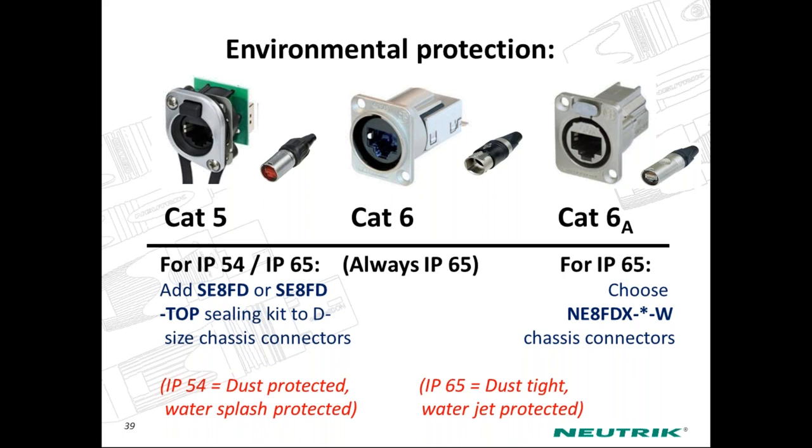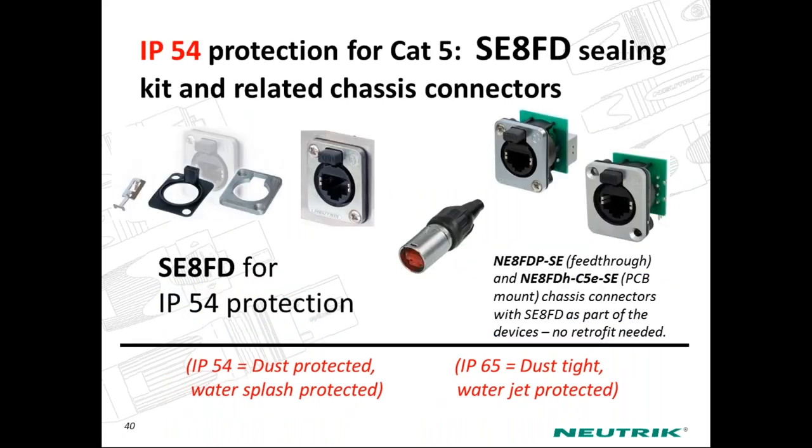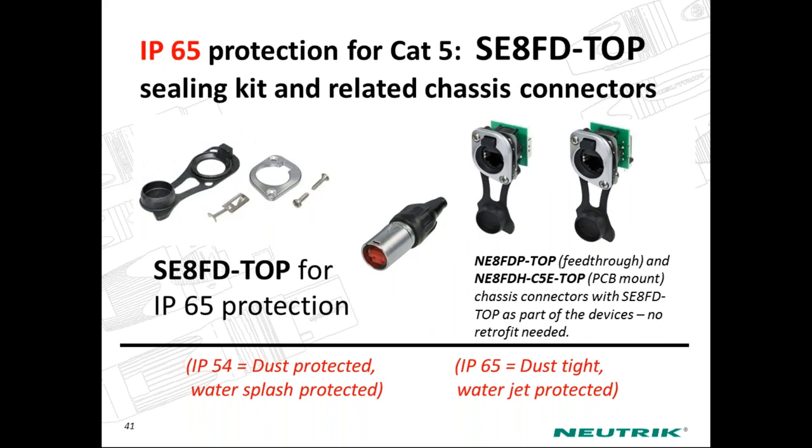For the CAT6A connectors, choose the parts that have a dash W in them. And dash W in Neutrik terminology typically means weather resistance. Okay, the next slide shows some of these options that you can purchase. Here's the SE8FD. This is a sealing Ethernet 8-conductor female D size. You can retrofit with this kit to get you IP54. The next kit, which we have on the next page, is SE8FD-TOP, which will get you IP65.